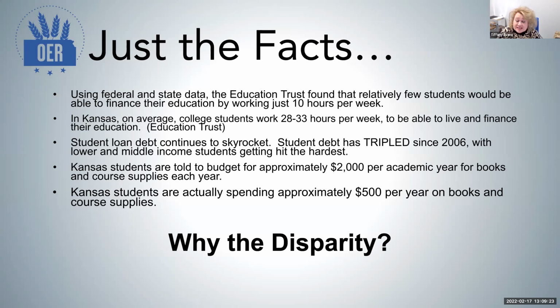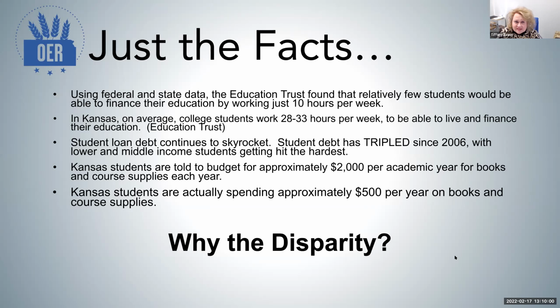Really, contemporary students are working a lot. They're full-time students in many cases, and there's no way that they can make it on 10 hours a week, which used to be the standard work rate for students. In Kansas, these are our own students. College students are working between 28 and 33 hours a week on the average to be able to live and finance their education. That is a lot, that is very taxing on a student.